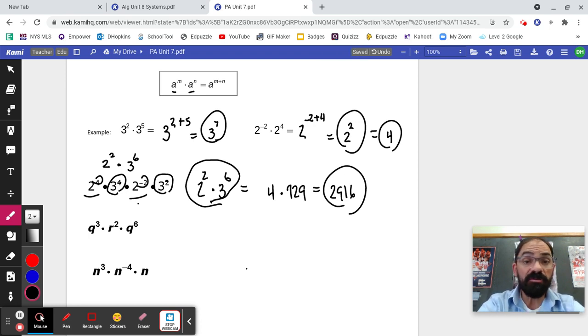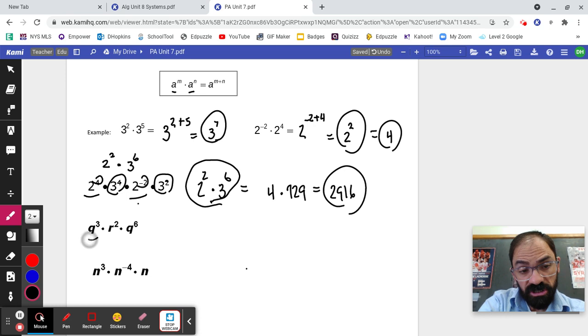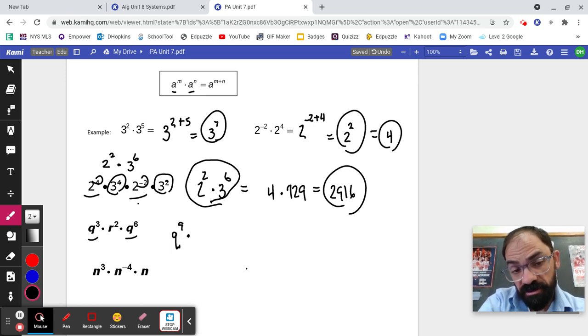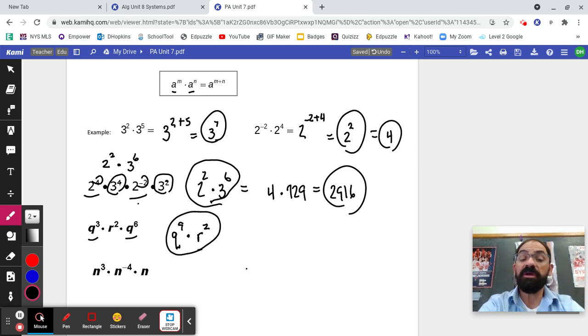Okay, when I'm talking with variables, again, same base. Q to the 3rd and q to the 6th. When I'm multiplying them, I add the exponents. So 3 plus 6 is 9. So it's q to the 9th times r squared. They're different bases, so don't combine them.